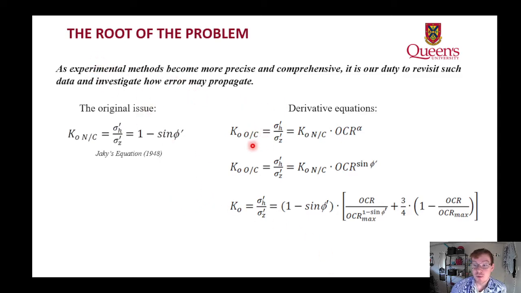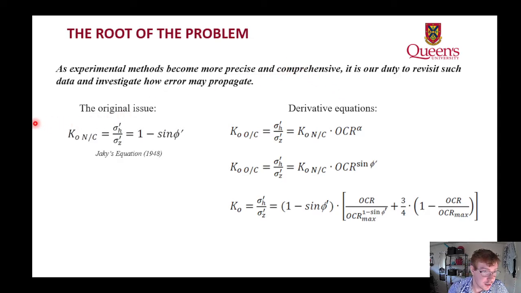So, the root of the problem. The development for almost all scientific theories and engineering concepts begins with an observation. And as experimental methods become more precise and comprehensive, it's our duty to revisit such observations and the data that supports them to make sure that they're correct. So error may propagate. So we should note that as theories become more advanced and concepts are built upon earlier concepts, they're only able to be as good as the original concept and the data on which it was founded.